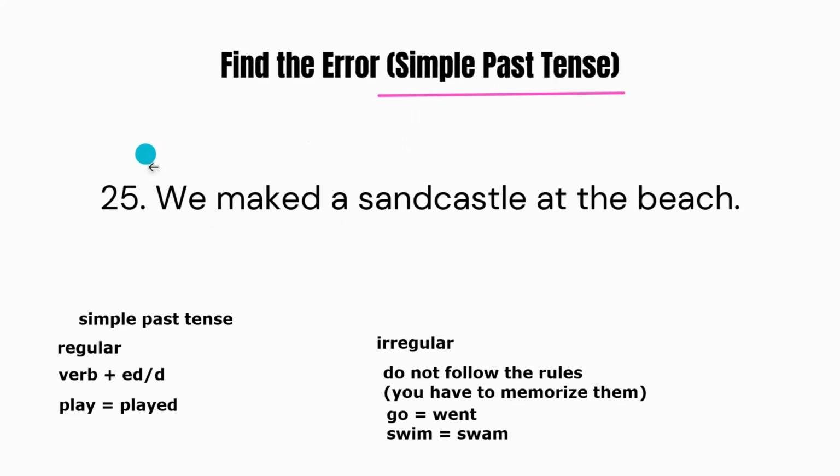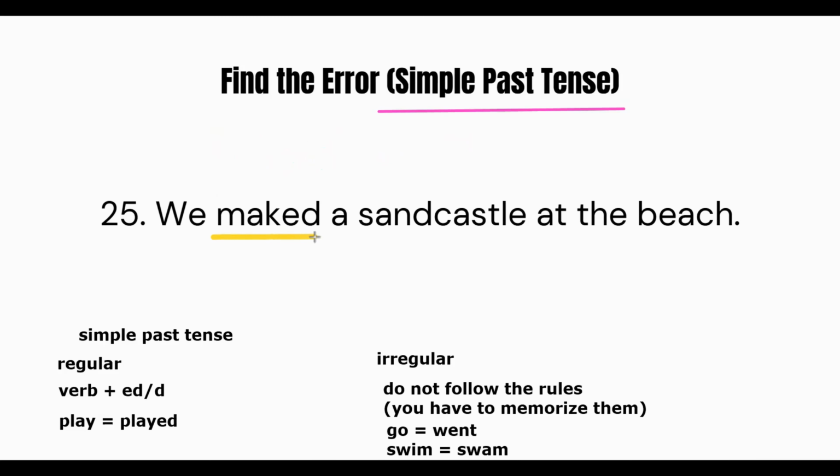25. We make it a sandcastle at the beach. And I'm sure you got this one. Our mistake is make it. So not make it, but made. We made a sandcastle at the beach.